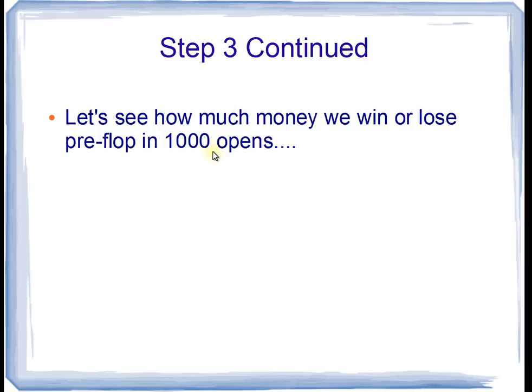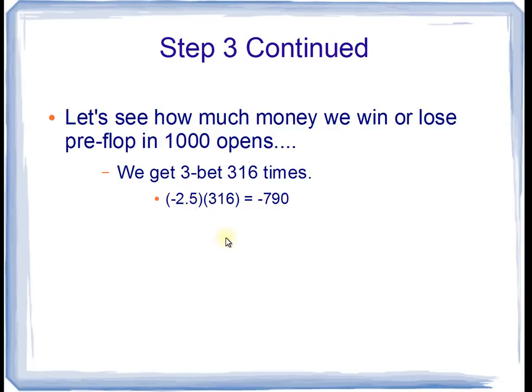Let's see how much money we win or lose pre-flop in 1,000 opens. Well, we're going to get 3-bet 316 times. Every time we get 3-bet and we're holding the worst hand in our range, we're going to fold. So 316 times negative 2.5, because we're losing 2.5 big blinds when we open in the cutoff and then fold to a 3-bet. So negative 2.5 times 316. If we open 1,000 times, we're going to lose 790 big blinds from the times we've folded pre-flop to the 3-bet. We're going to get 444 folds.